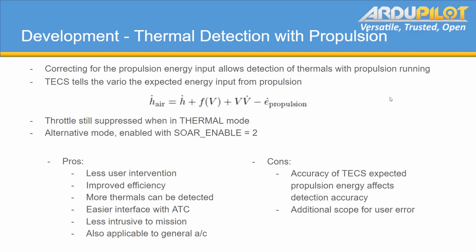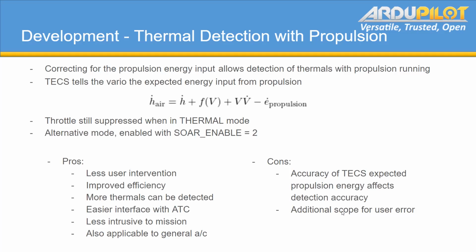So there are a couple of cons, however. Once this is enabled, the accuracy of the parameters then feeds into the ability and the accuracy of thermal detections. So if you're flying in extremely marginal conditions where you really want to tell the difference between a thermal which just allows you to climb at your specified rate and one which doesn't quite, then errors in these parameters will reduce that accuracy. However, it doesn't affect the accuracy of actually centering a thermal, because once we start thermaling, the throttle is then suppressed again, so the accuracy estimate goes back to whatever it was, so that error will be removed.